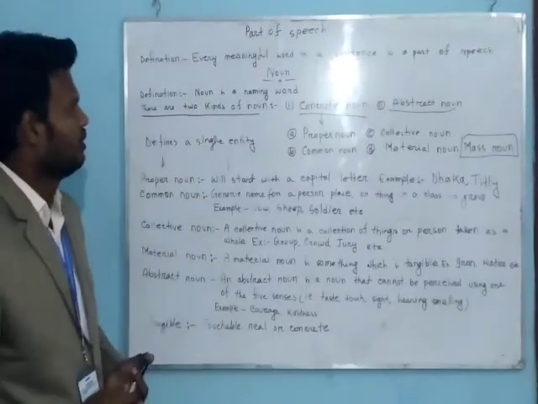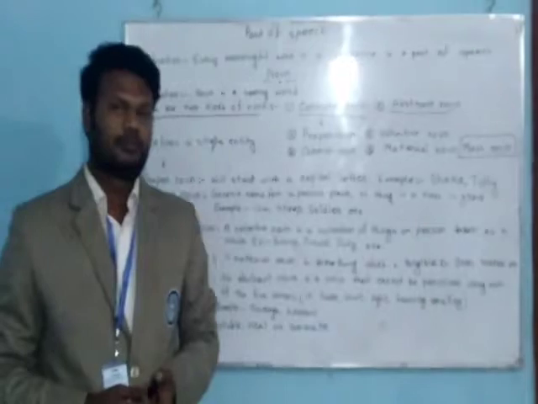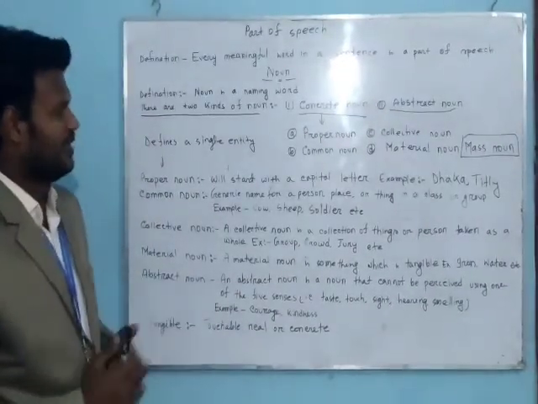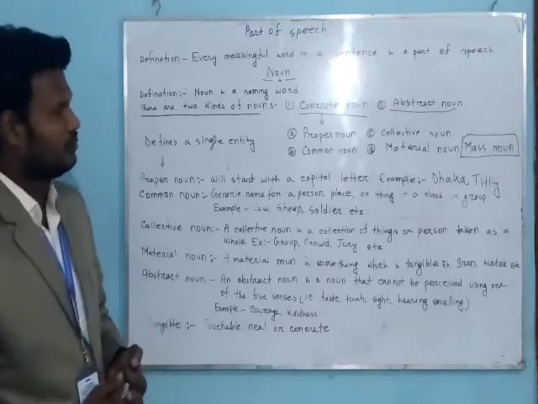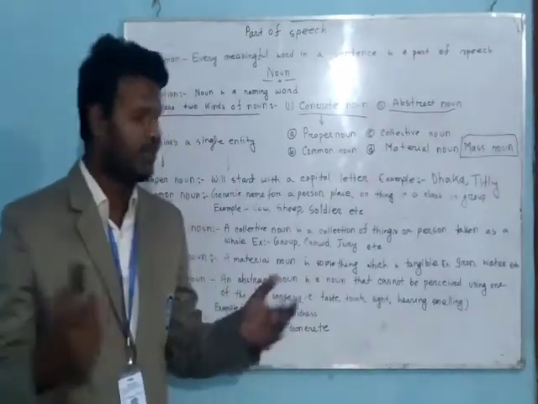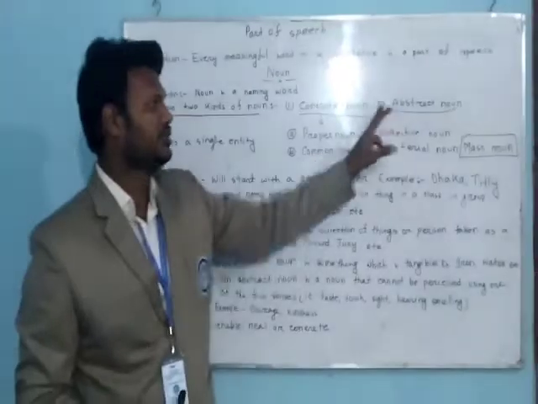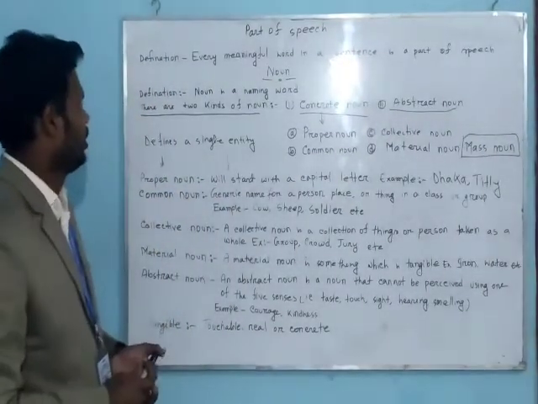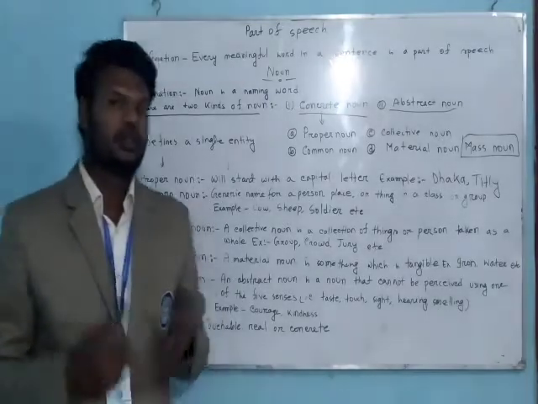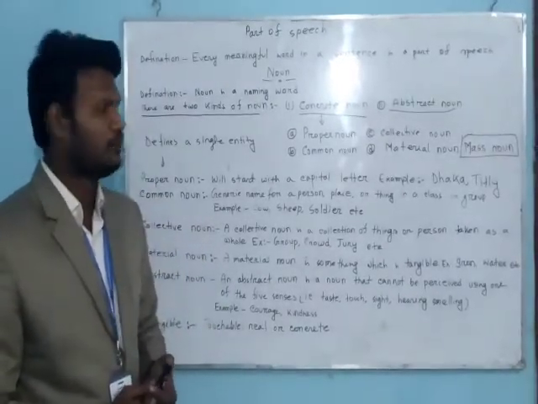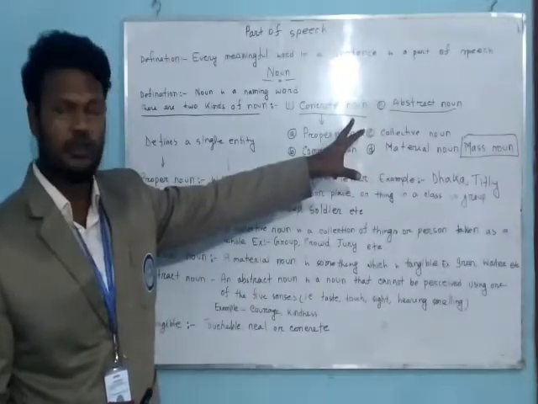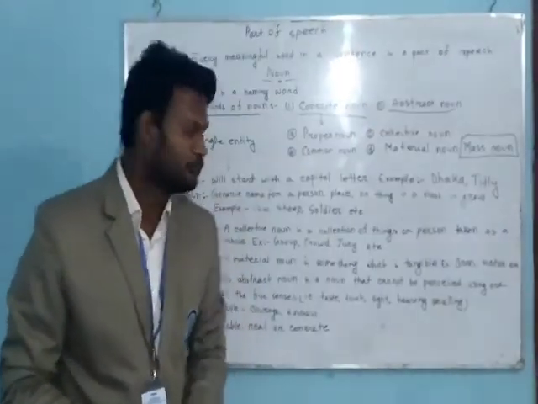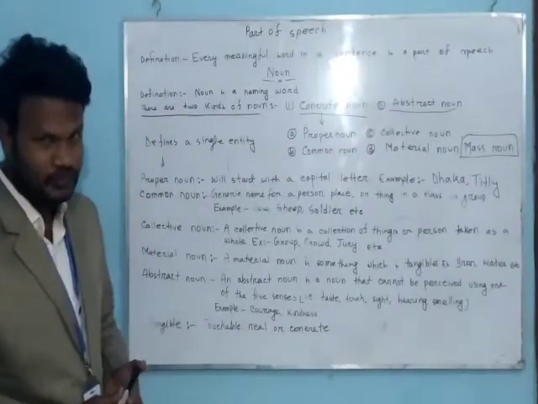So in general, nouns are of 5 kinds: proper noun, common noun, collective noun, material noun, and the last one is abstract noun. If someone asks you how many kinds of noun there are in English grammar, you'll have to answer there are 2 types. Number 1, concrete noun, and number 2, abstract noun. So let's talk in detail.